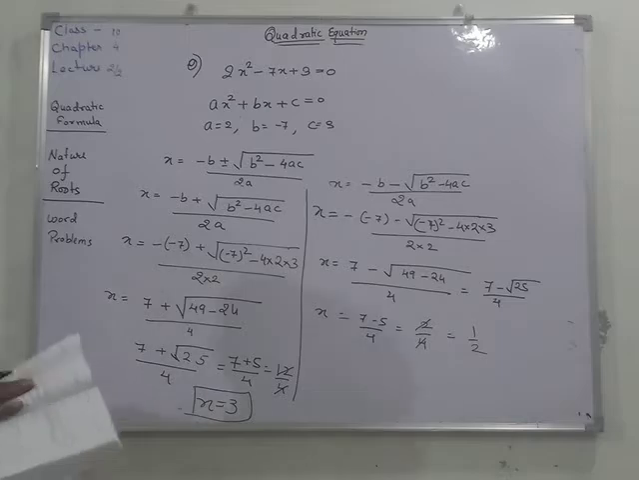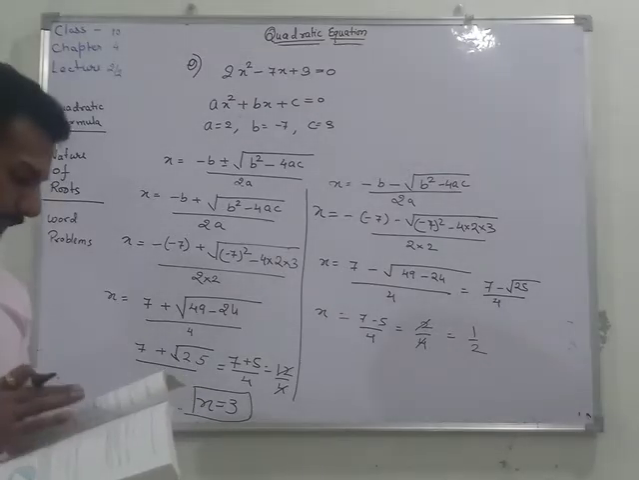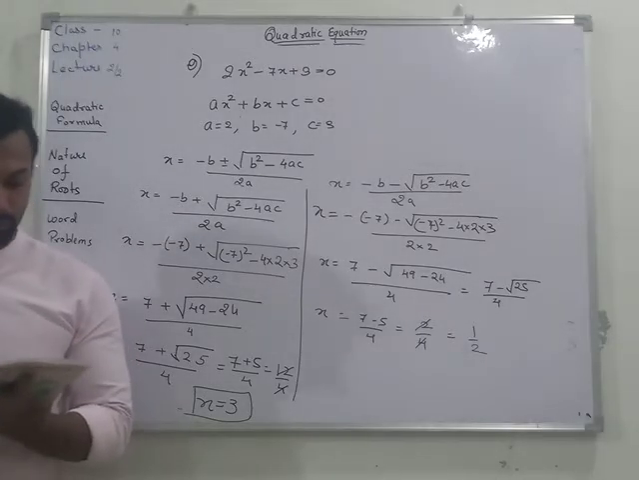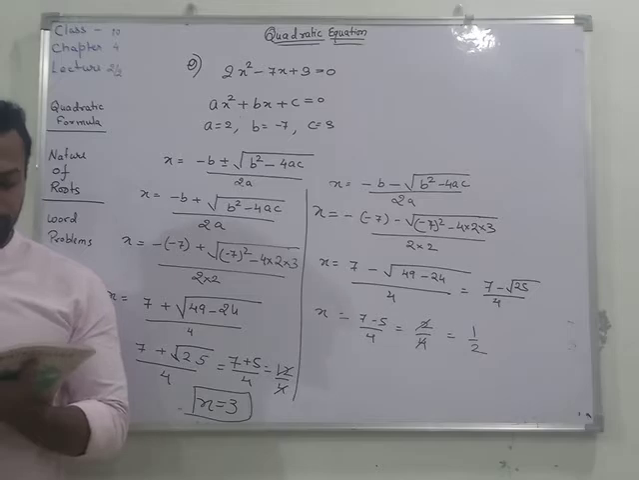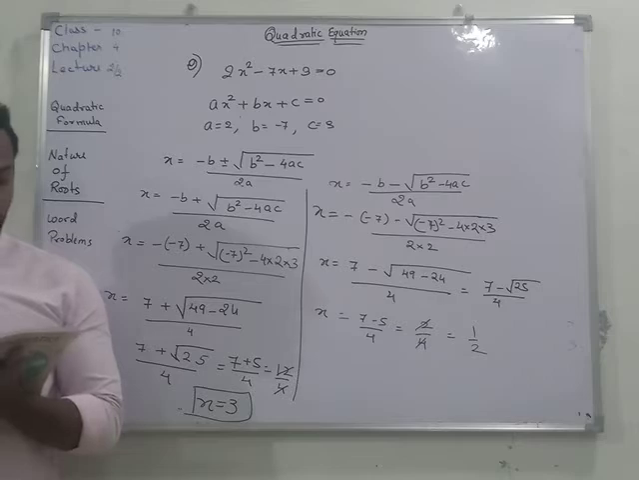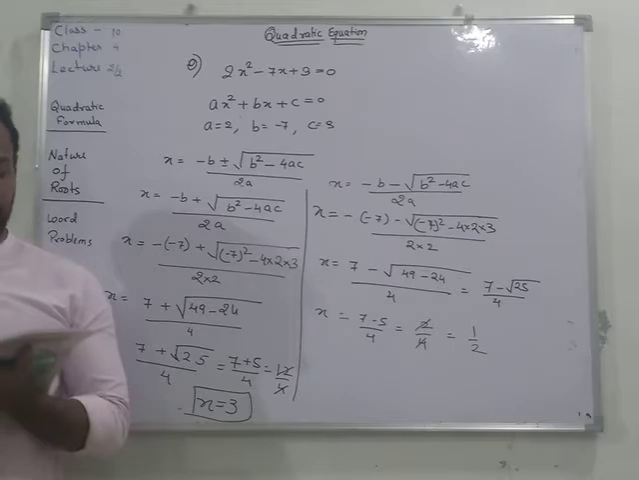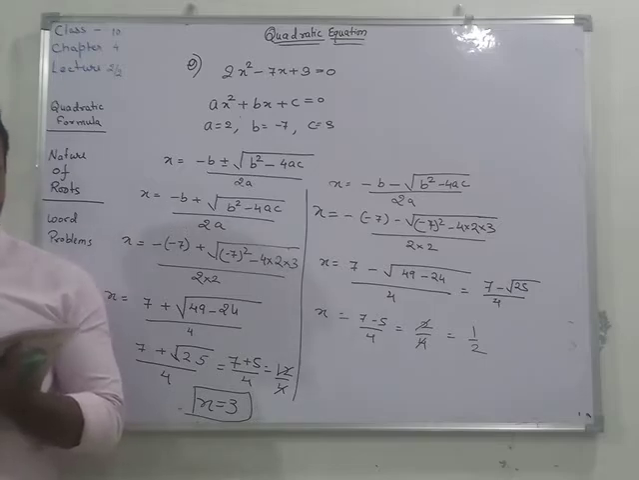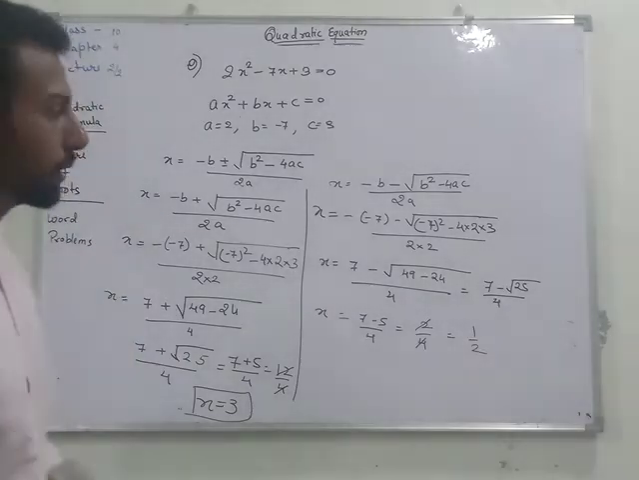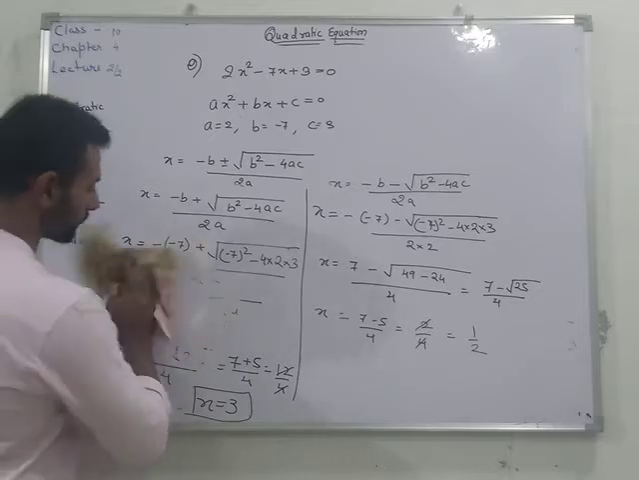This is question number 5 of exercise 4.3. In a class test, the sum of Shefali's marks in mathematics and English is 30. Had she got 2 marks more in mathematics and 3 marks less in English, the product of their marks would be 210. Find the marks in the 2 subjects. Let us see how we are going to solve this problem.